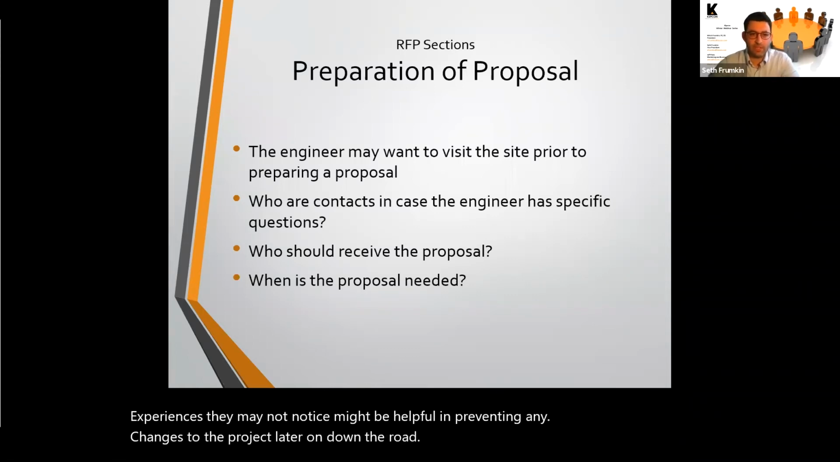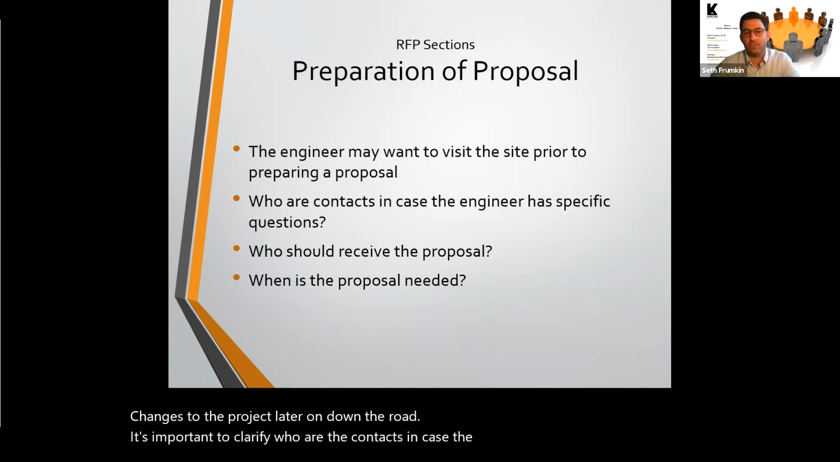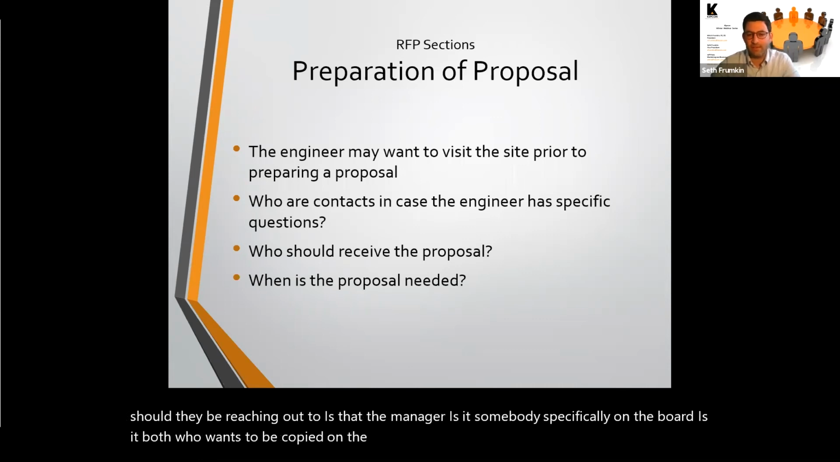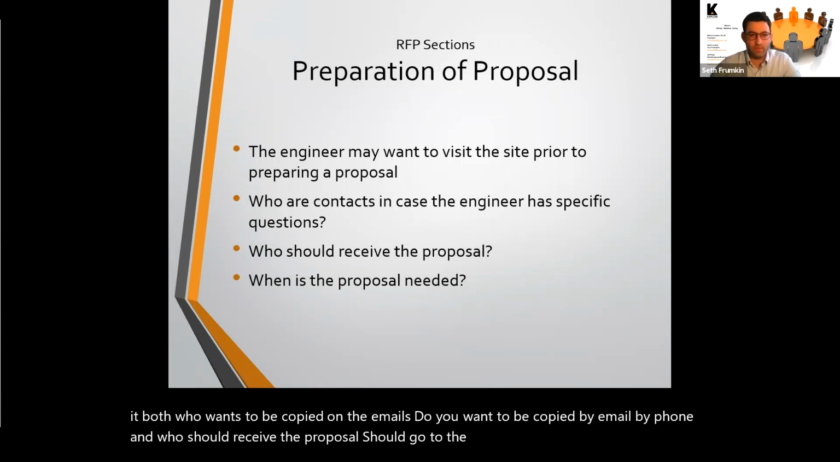It's important to clarify who the contacts are in case the engineer has specific questions. Who should they be reaching out to? Is it the manager? Is it somebody specifically on the board? Is it both? Who wants to be copied on the emails? Do you want to be copied by email, by phone? And who should receive the proposal? Should it go to the manager? Should it go directly to someone on the board?